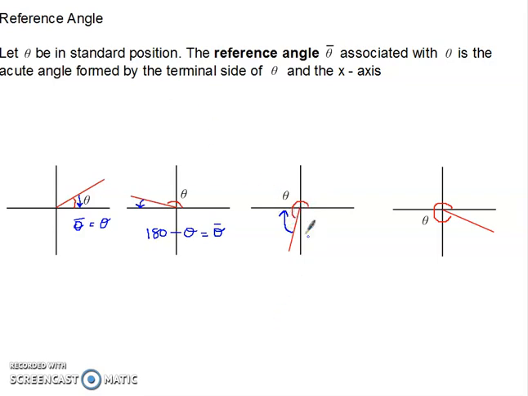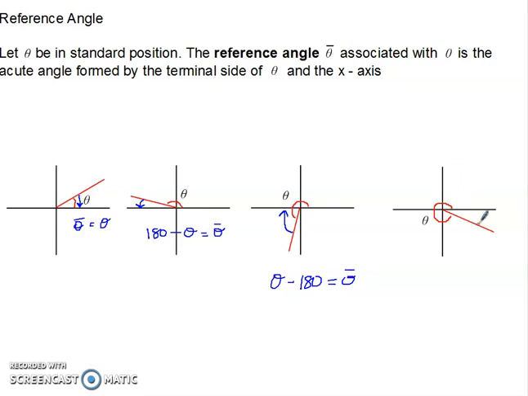For our third quadrant, to get back to the nearest x-axis, I will want to go back, which means that I need to take my full angle theta and subtract off this 180-degree rotation. If I take this away, then I'll be left with our reference angle that brings us back to the nearest x-axis.